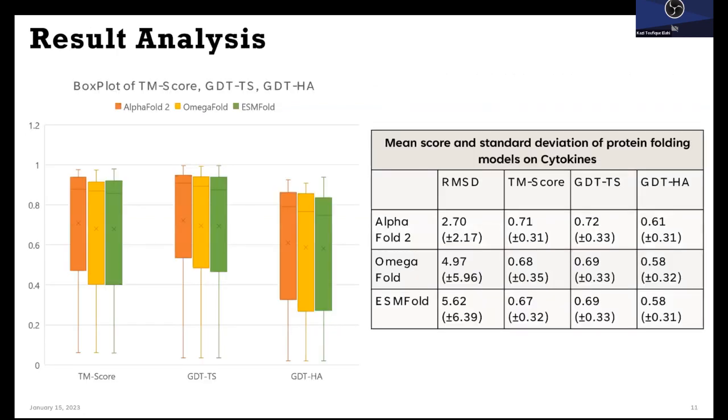In the result, it was found that AlphaFold 2 performs with the highest TM score, and also the standard deviation of scores in AlphaFold 2 was lesser than others, which means AlphaFold 2 was the most precise model. One thing to note here is the RMSD value. For RMSD values, lower is better, and for other scores, higher is better.